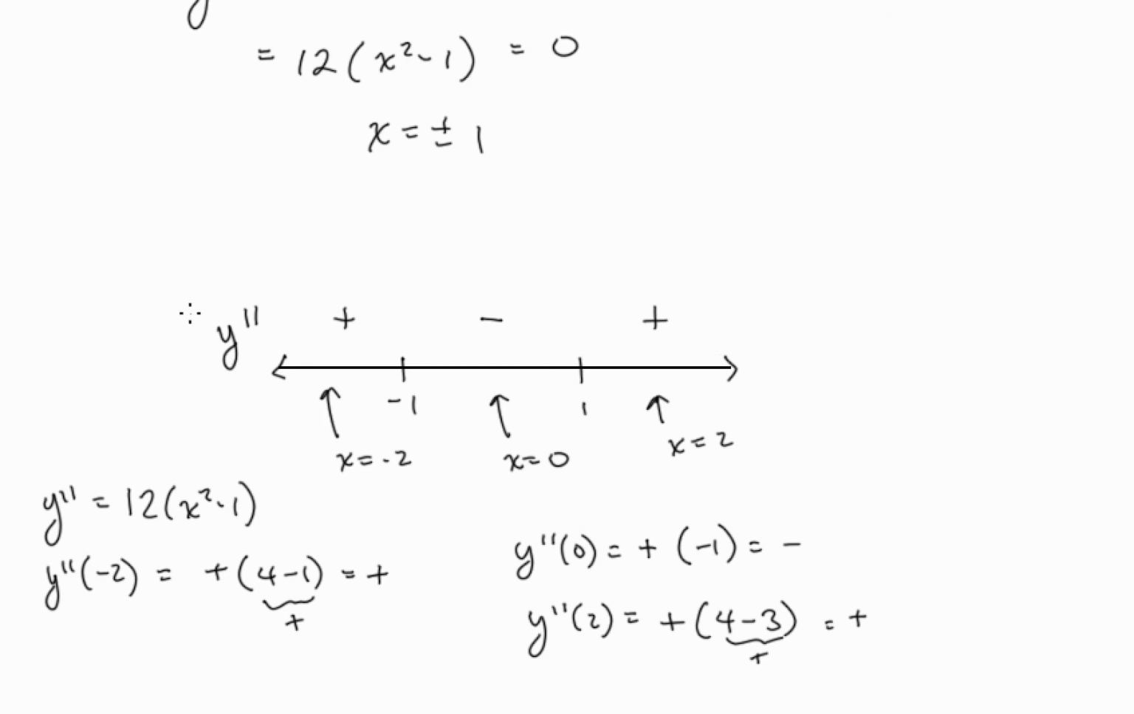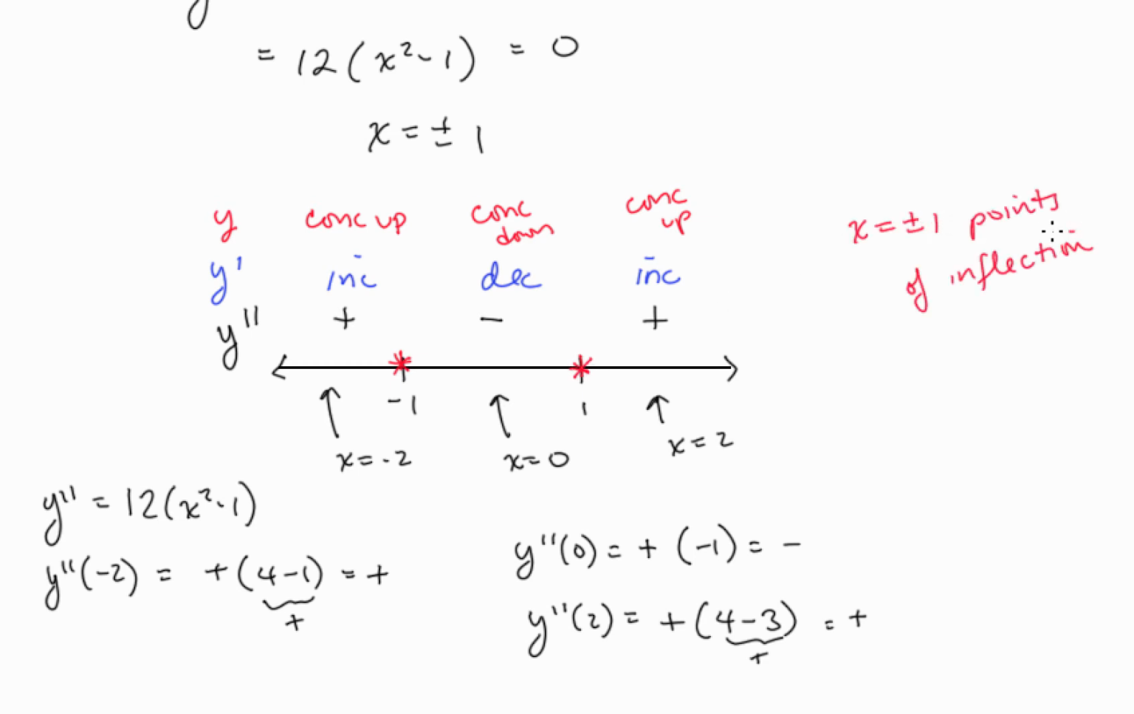So what does this say about y prime? It says that y prime is increasing, decreasing, and then increasing. And so what does that say about y? It says y is concave up, then concave down, then concave up. And so we have points of inflection at x equal positive and negative 1. So we should also find the y coordinates to go with those points.